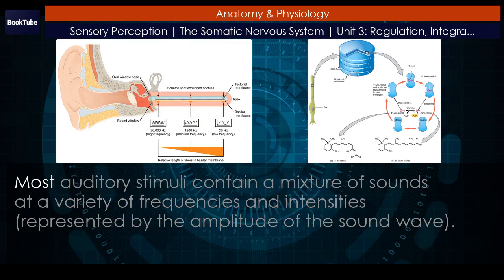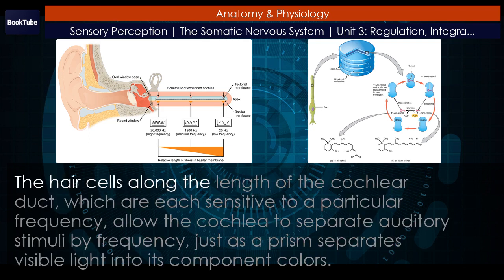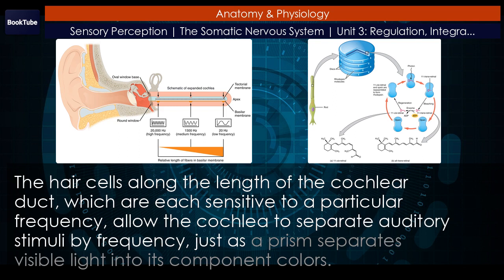Figure 9. Most auditory stimuli contain a mixture of sounds at a variety of frequencies and intensities, represented by the amplitude of the sound wave. The hair cells along the length of the cochlear duct, which are each sensitive to a particular frequency, allow the cochlea to separate auditory stimuli by frequency, just as a prism separates visible light into its component colors.